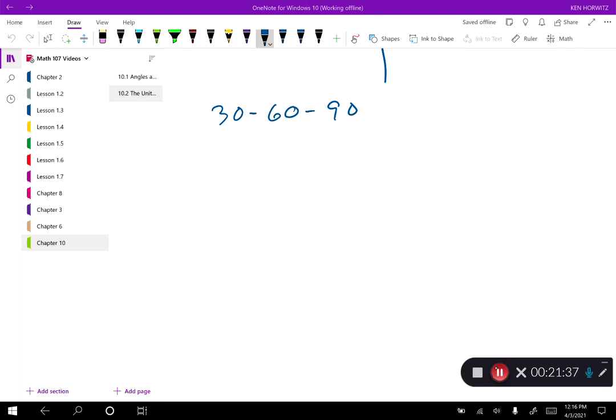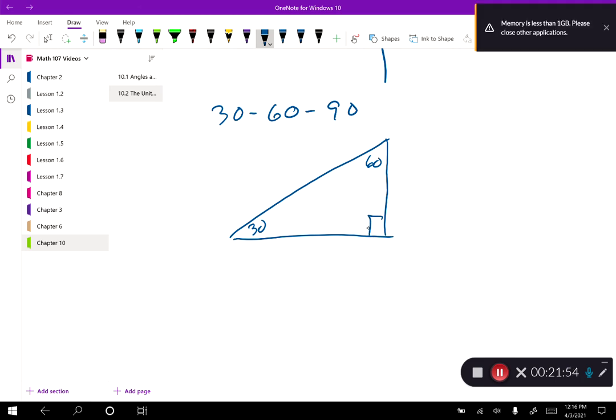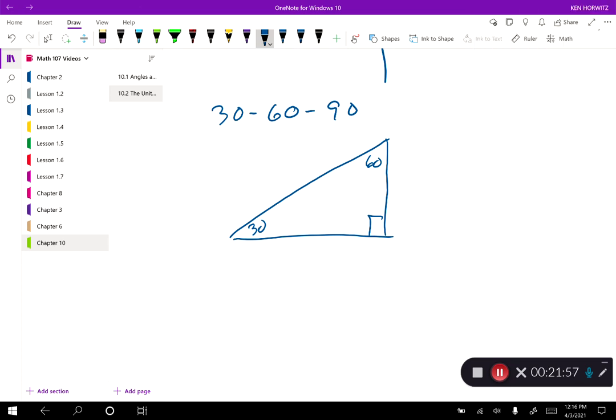All right, sorry about the technical difficulties, but I'm just going to make an example of my 30, 60, 90 triangle right here. This is my 30-degree angle. Here is my 60-degree angle, and there's my 90, obviously. And so what we basically want to say is that the side across from your 30-degree angle, we'll just call that X for now. We'll fill in the numbers for the unit circle in just a minute, but I want to call that X.